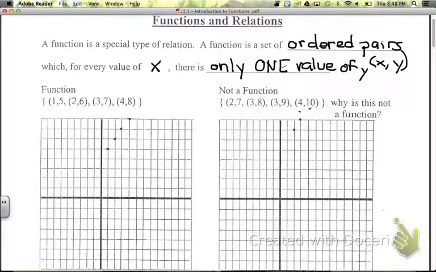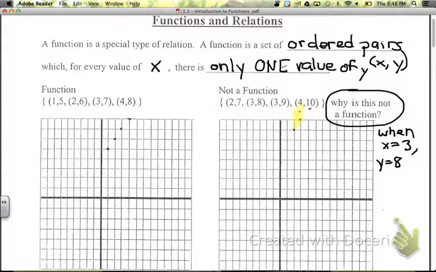So what you can notice here is that we have the points 3, 8 and 3, 9. But can that exist? No. So why is this not a function? It's not a function because when x equals 3, y equals 8 and 9, which cannot happen for a function.